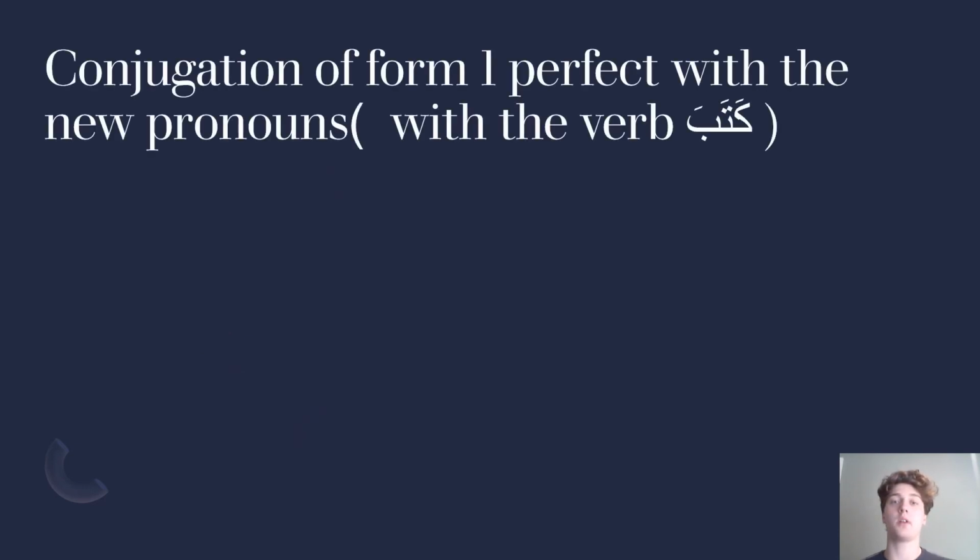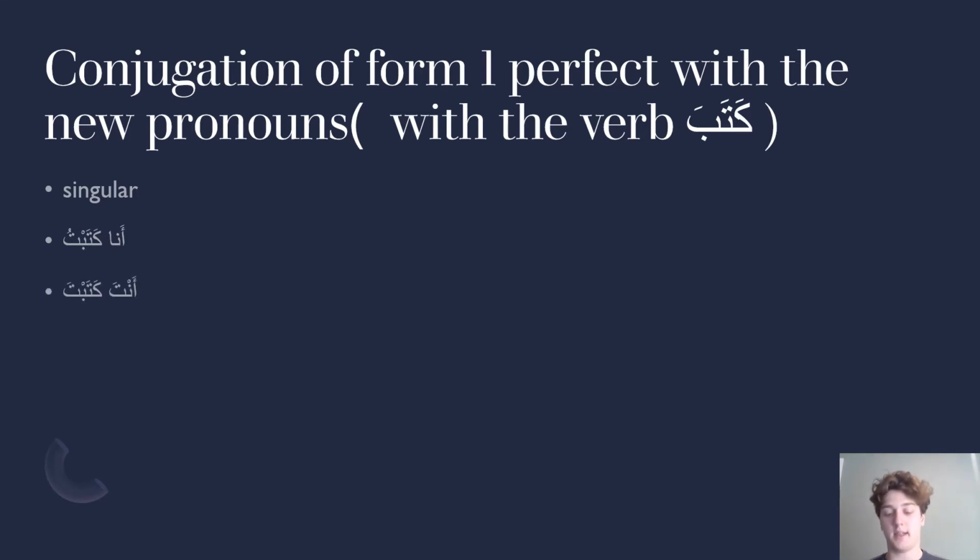Now we will conjugate a form 1 perfect verb with new pronouns. So we're going to use kataba, to write, or he wrote, as our example. So we'll go through the singular forms first. So ana katabtu, and you will be familiar with a few of these from the previous video, but we're going to extend it today.